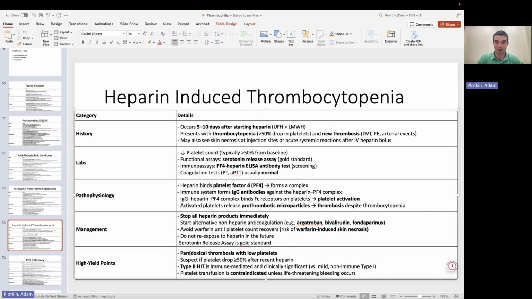So again, high-yield points: it's a paradoxical thrombosis with the low platelets. We suspect it if the platelets drop by 50% after 5 to 10 days of giving heparin. Type 2 HIT is the immune-mediated one that I talked about. Type 1 is more of a mild non-immune one. It's not super clinically relevant. We're not going to talk about it. Platelet transfusion is contraindicated unless life-threatening bleeding occurs. That's because we have all these complexes that activate platelets, and it's just going to make things worse. So we've got to be really careful with platelet transfusions.